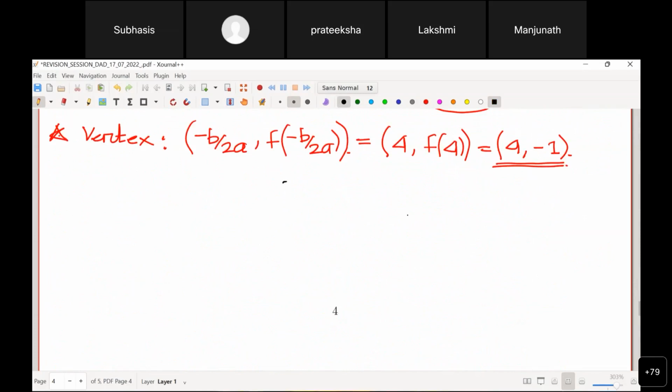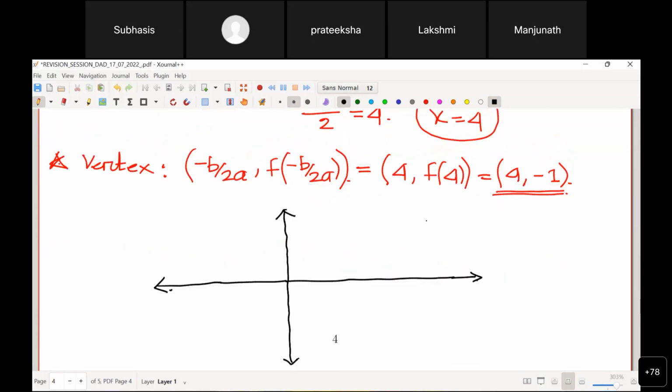If we try to draw this quadratic function, the roots are 3 and 5. So let's say this is 3, this is 5, and the quadratic function opens upward. The line x equal to 4 is the axis of symmetry.